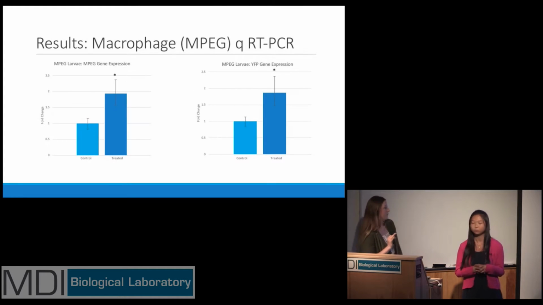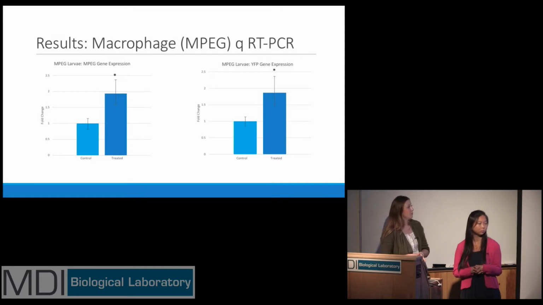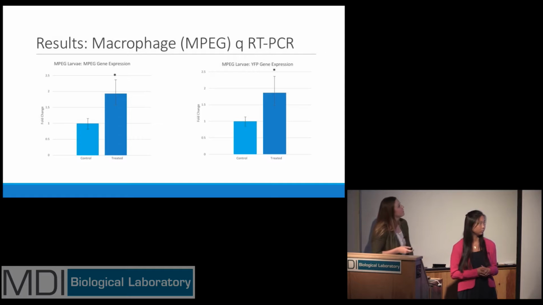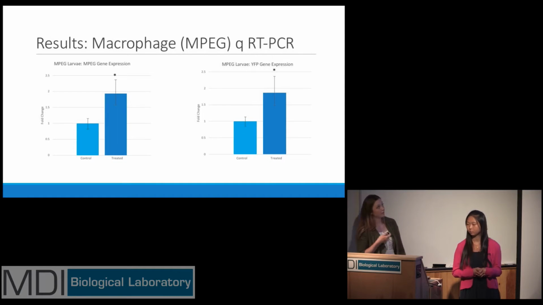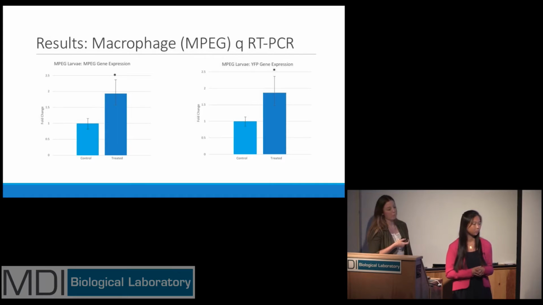In the macrophage line, we measured the MPEG and YFP genes. MPEG is an endogenous gene, and the YFP gene is a transgenic gene, and they are both found inside macrophages. What we found is both of these genes had a 2-fold increase in the treated larvae. This means that both genes were upregulated in treated larvae. Our results brought us to these conclusions.